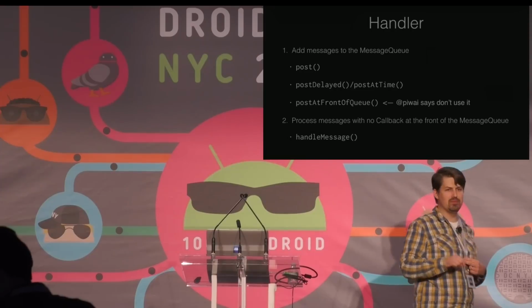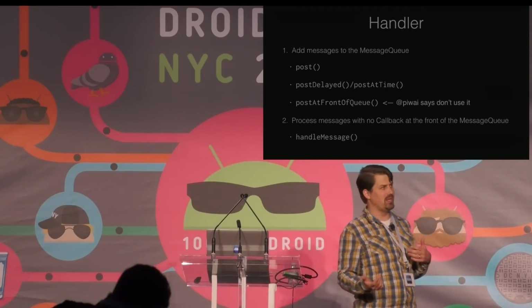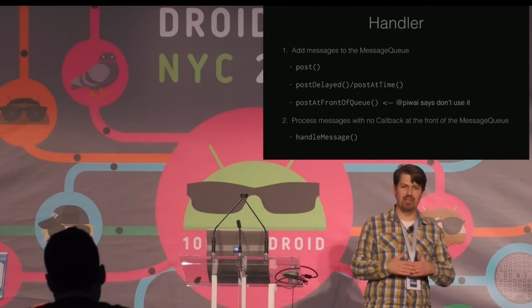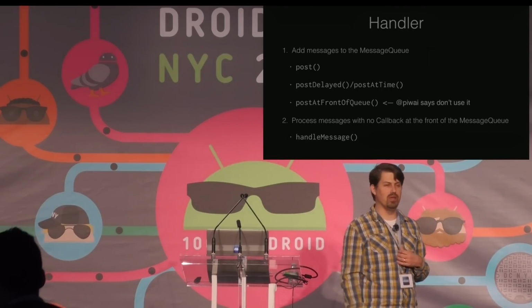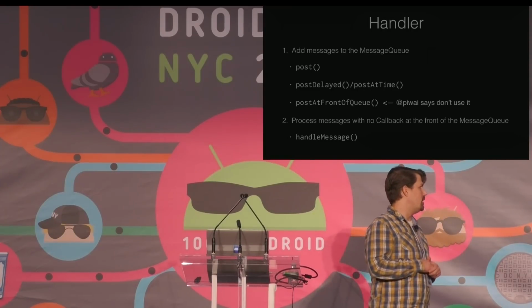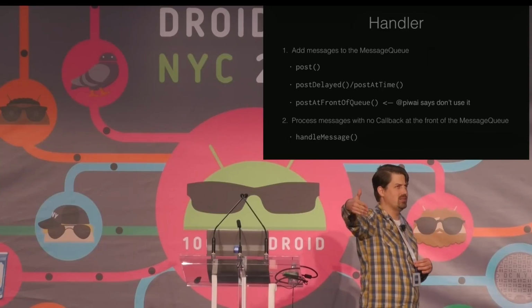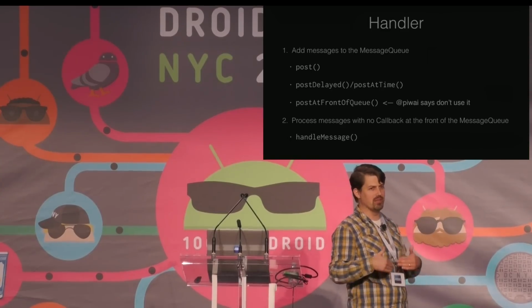postDelayed sets the when time to some time relative to now. And the difference between postDelayed and postAtTime is one is relative, like 5 seconds from now, and one is more an absolute time based on uptimeMillis. But that puts the when in the future so that it's not eligible to be processed right now until that time passes.